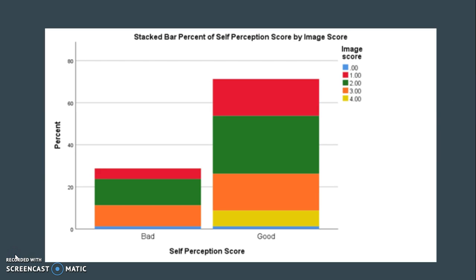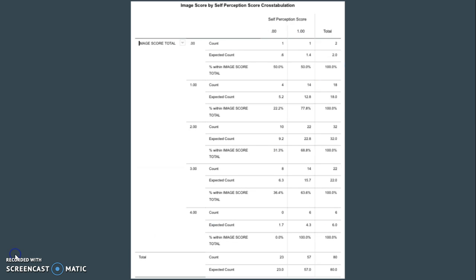Looking at the stacked bar charts we have here, we found there is very little differentiation between the average image scores and the self-perception scores, considering the significantly larger amount of respondents that identified as having a good self-perception. Here is our chi-square correlation crosstab. Overall, if a respondent identified as having a good self-perception, did that affect the image quiz score?